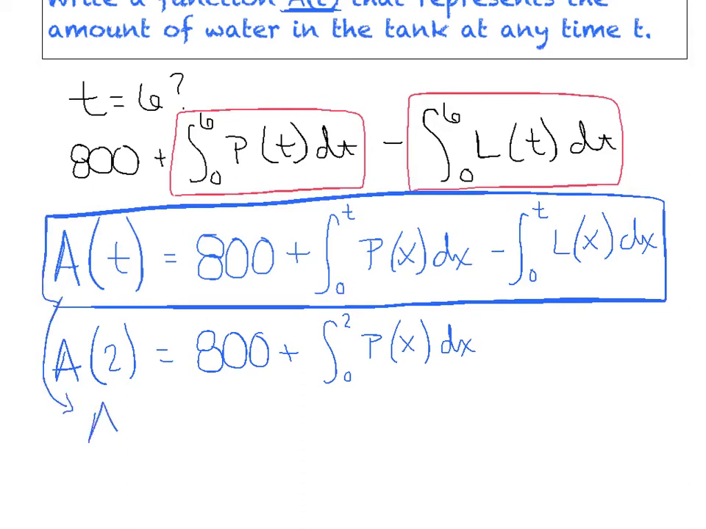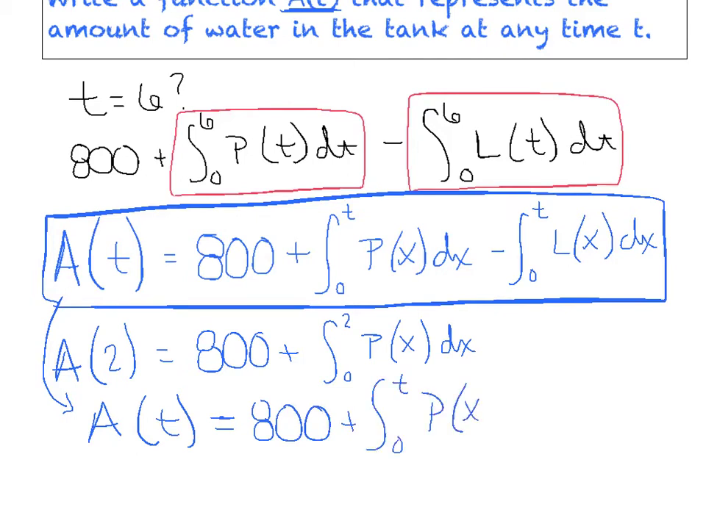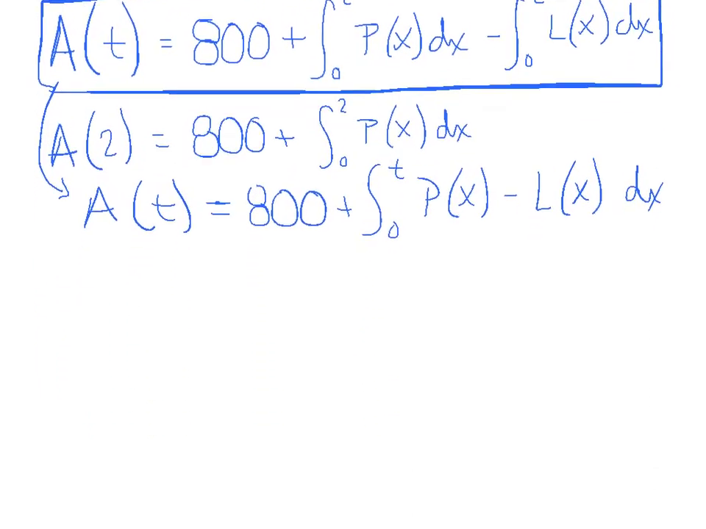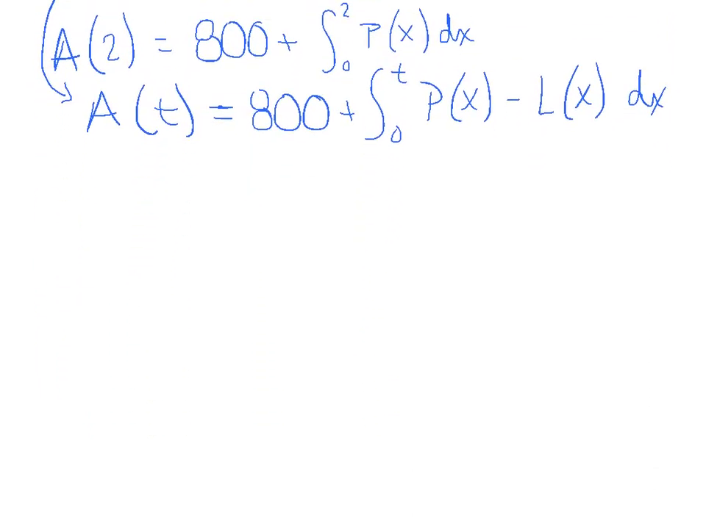I'm going to say A of T is really 800 plus the integral from 0 to T, P of X minus L of X with respect to X, okay? And that does it for that function. Now, where that's going to be really useful is there's a variety of questions. They'll probably ask you, hey, at what moment is the pool filling the fastest or so forth. And it's very common that you need to then take the derivative of this function.